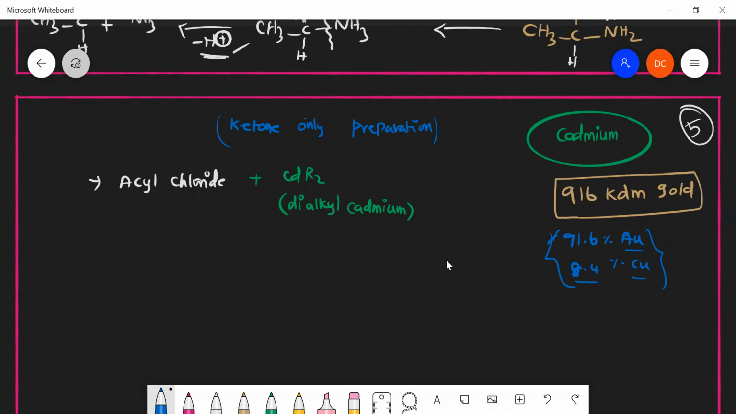So we have to use some copper. Then only the malleability and ductility properties will be improved. Then only we can make jewelry. And then KDM, so KDM is nothing but cadmium. It will be acting as a fusing metal.